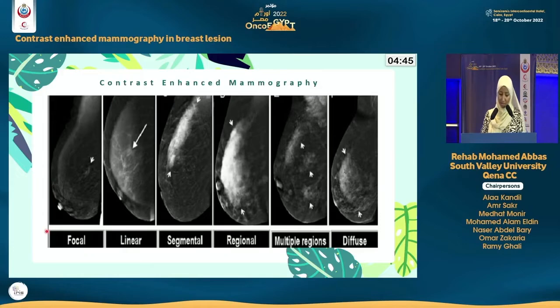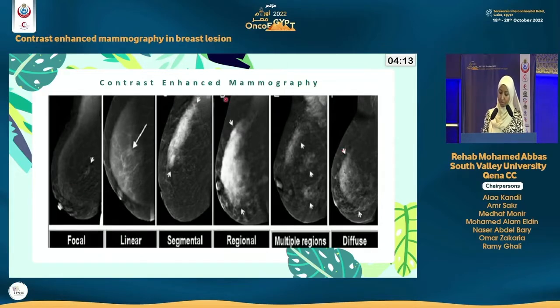لو جينا بصينا هنا هنلاقي في عندنا focal enhancement زي ما اتكلمنا، إن هو جزء صغير موجود. بعدين تاني نوع linear enhancement هنلاقي في عندنا linear enhancement هنا موجود على contrast mammography. بعدين segmental دي اللي هي واخدة الكوادرانت من البريست. بعدين الريجنال ده اللي واخد كذا مكان من البريست، كذا منطقة، كذا كوادرانت included منهم retroareolar region. بعدين multiple regions ده بيبقى كذا منطقة وفي ما بينهم normal breast tissue.